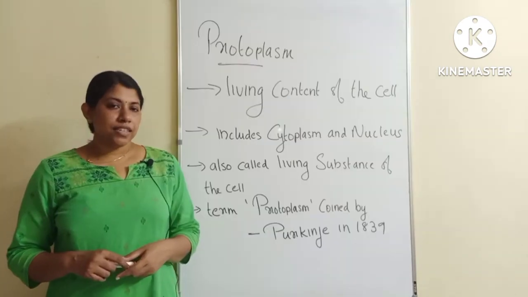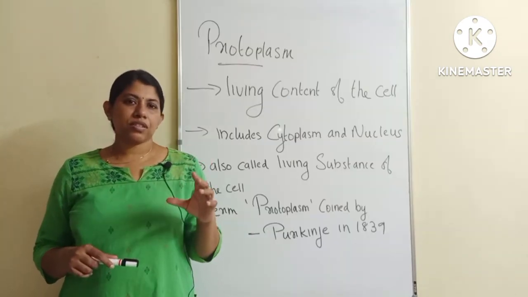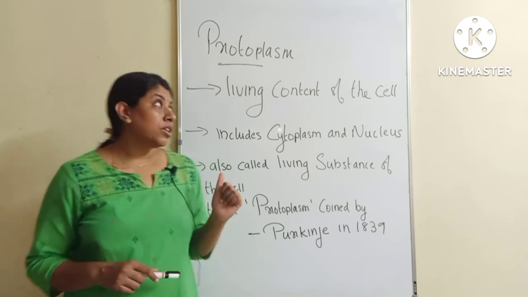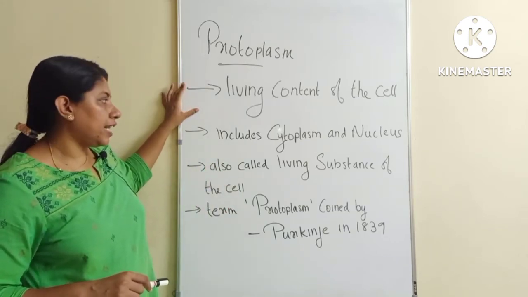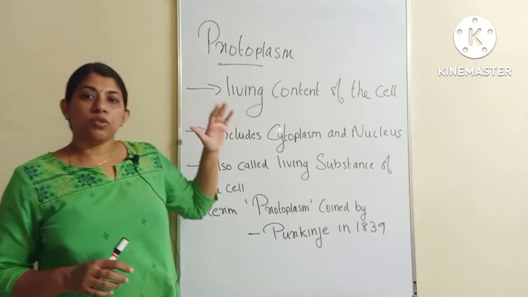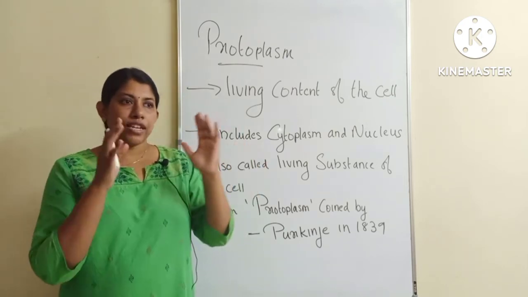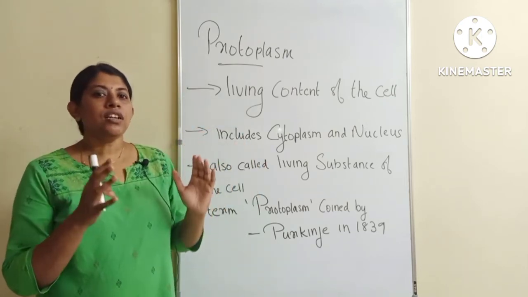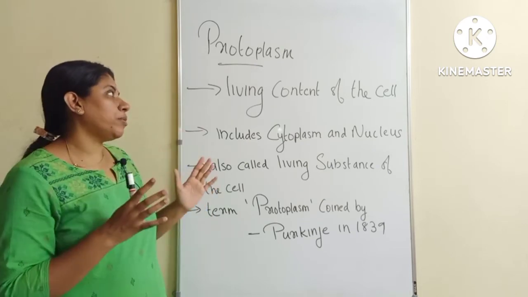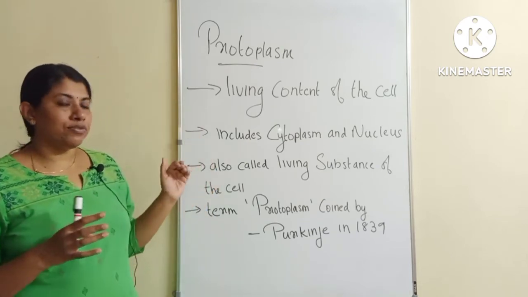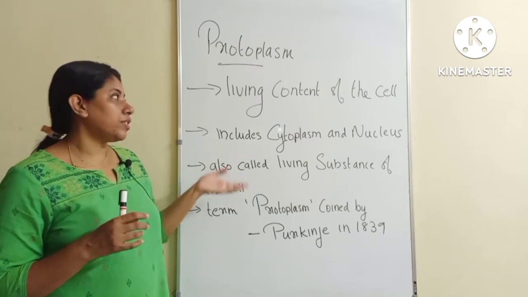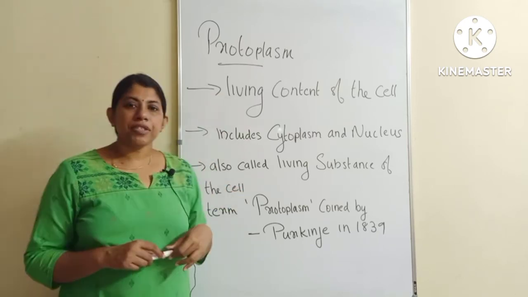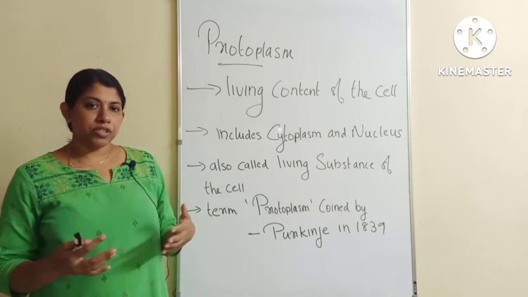Okay. In yesterday's class, I forgot to discuss a small topic, protoplasm. So what do you mean by protoplasm? It is a living content of the cell. It includes cytoplasm as well as the nucleus. So cytoplasm and the nucleus together is called as the protoplasm, and it is a living content of the cell, and it is also called as the living substance of the cell. Same thing. So protoplasm is called as the living substance of the cell.